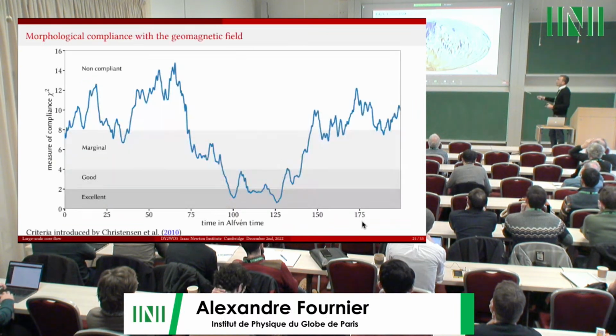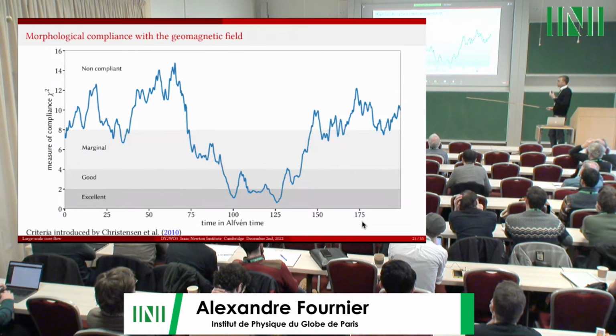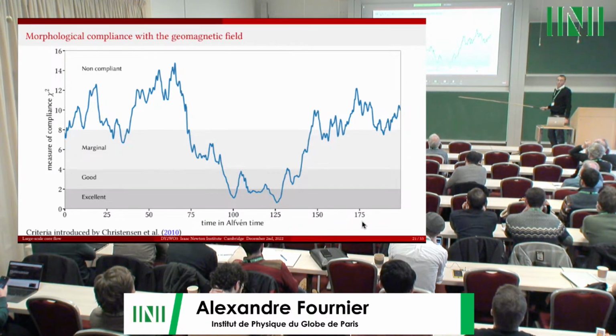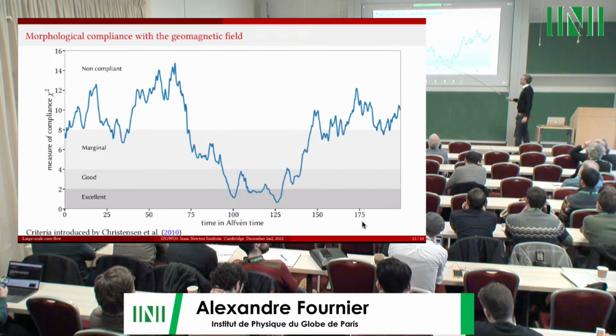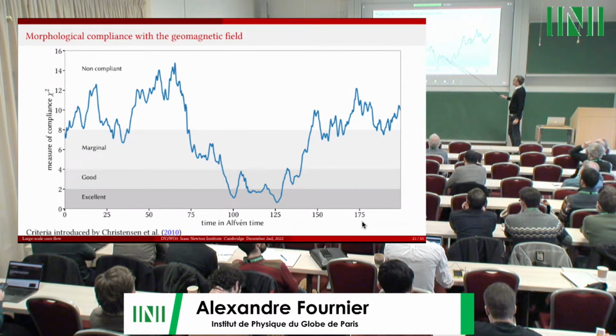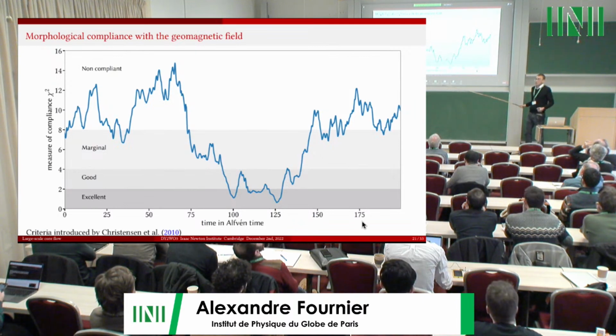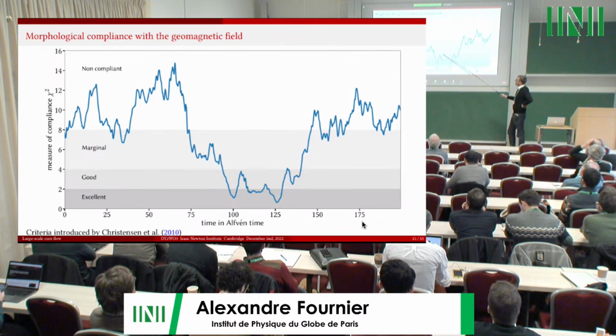And if you monitor the compliance of this field with the historical field, so this is the chi-square measurement that we heard about, for instance, on Wednesday with Chris Davis, you see that most of the time, in fact, the field that is produced is not compliant with the historical field, and that's mostly on account of it being too dipolar. Nevertheless, there are times during which it can be in good or even excellent agreement with the recent historical field.